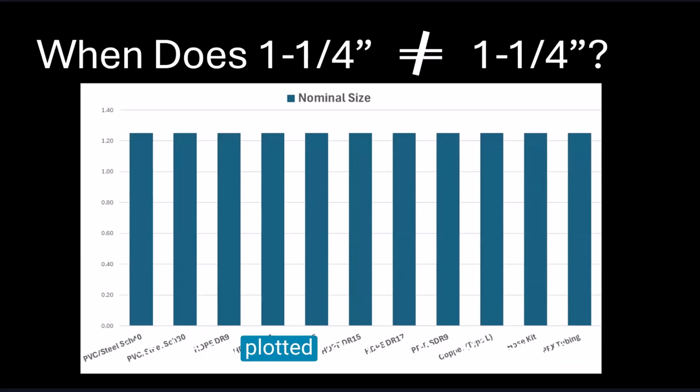And what I've got plotted here is all the different pipe materials I've seen used in a geothermal system. The two on the left, PVC and steel, I'm not a big fan of, but they are used. And then I've got a whole bunch of high-density polyethylene with different DRs. We have polypropylene in here with a DR9. We've got copper, type L copper. We've got hose kits. We've got PEX tubing. They're all available in nominal 1 1/4 size.